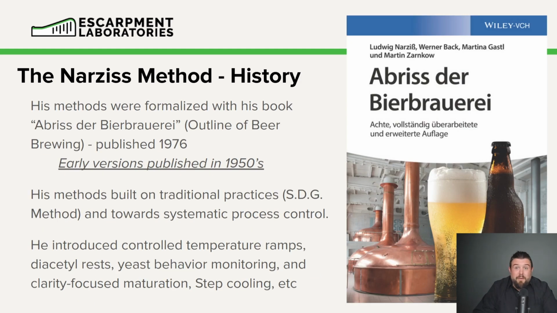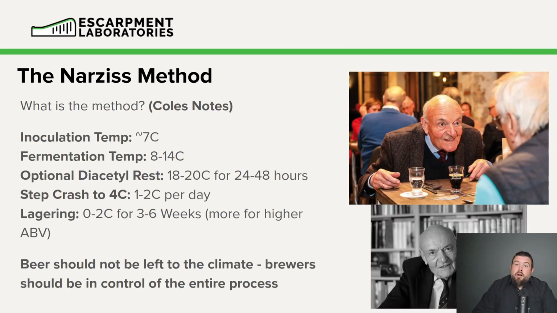Narziss's publication that is still very impactful today, sorry for my German, is Abriss der Bierbrauerei, or Outline of Beer Brewing, which was published in 1976. This was a summary of a lot of the works he had been working on since the 50s. He'd been pushing these methods. His methods built on tradition, built on the S.D.G. method, and moved towards the systemic processes that we now probably commonly all use today. He introduced temperature controlling with cellar panels and things like that, temperature ramps, diacetyl arrests, yeast behavior monitoring, clarity when it comes to maturation, step cooling, all sorts of different things that many modern lager breweries use to this day. So what does the Narziss method look like?